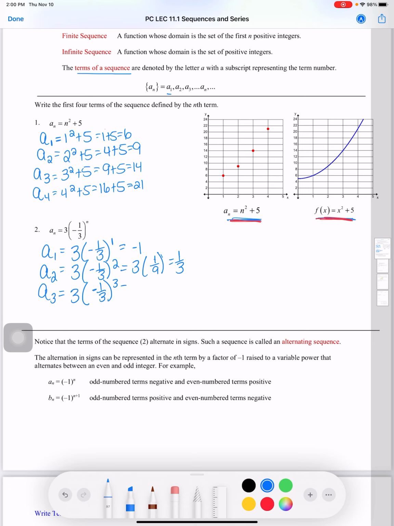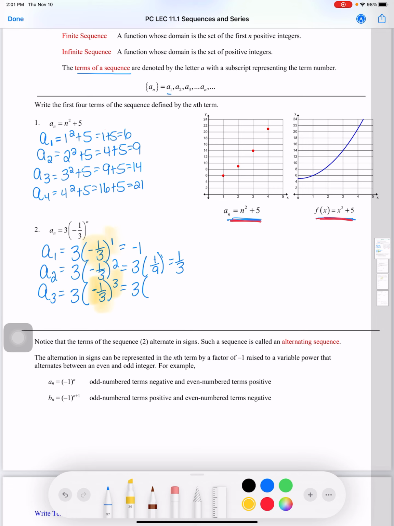My third term, a sub 3, can be found by taking 3, and I'm substituting that into the place of n. And what that gives me, let's pay attention to this. I don't know if I can change my highlighter where this will not be so dark. Oh, yes, I can. So if you notice, I have a negative to the third power there.